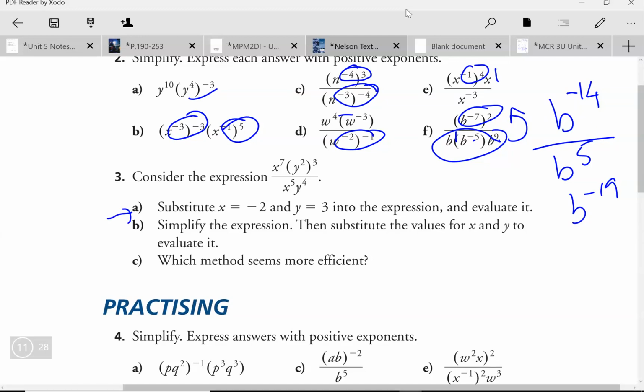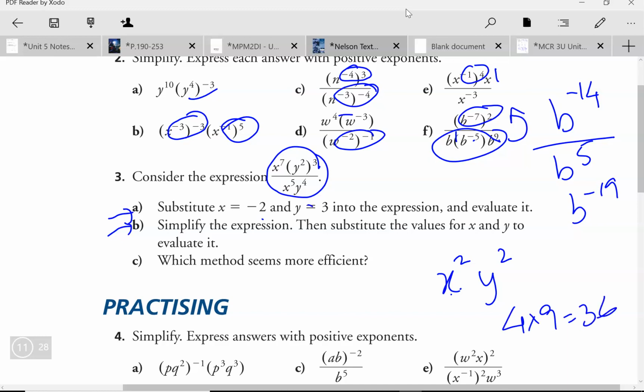Okay, you can try both these different methods to evaluate. So again, the idea is simplification first, making this x to the power of 2 y to the power of 2 and then putting in these values is obviously much easier than putting -2 and 3 into all of these things and then calculating it, because the idea is that you're using exponent laws to make it much easier to calculate these things.